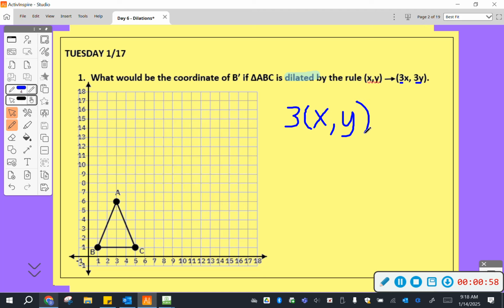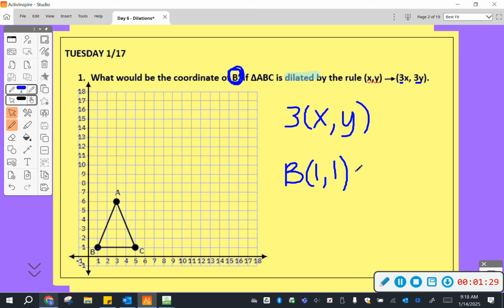So, what coordinate is this question asking about? Which one? What is it asking about? B. It wants to know all about B. Well, where is B on this graph? 1, 1. The B on the graph is at 1, 1. So what am I going to do to figure out B prime? Nope.